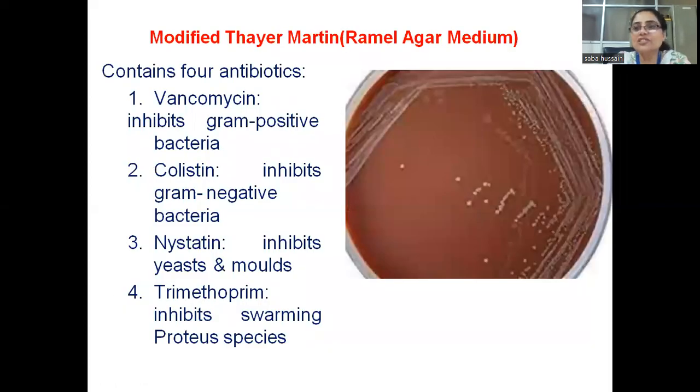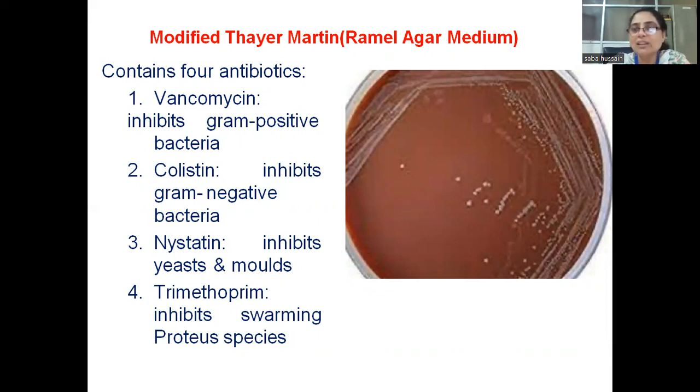Neisseria gonorrhoeae also grows on modified Thayer-Martin media, which is also called Ramal agar media. This is basically chocolate agar media, which is modified by adding four different antibiotics. One is vancomycin, which inhibits the growth of gram-positive bacteria. Another one is colistin, and this colistin inhibits the growth of other gram-negative bacteria.